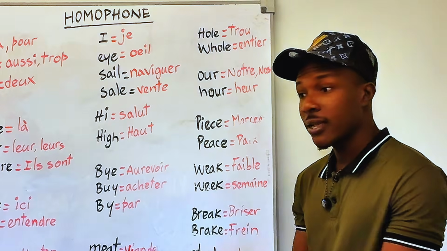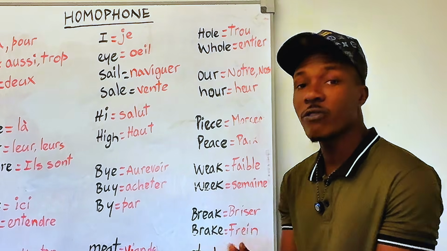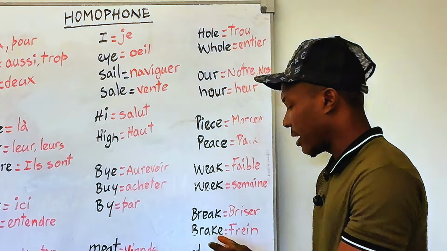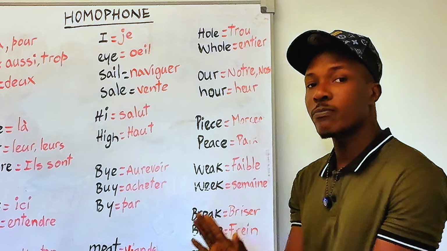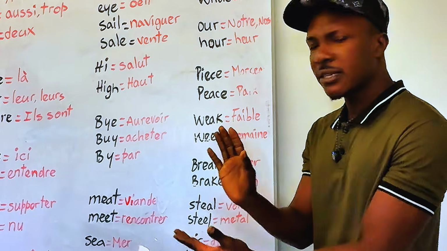Break and brake. Break, briser. Séparer. Okay, le passé de break c'est broke. I broke up with my girlfriend. Alright, and brake, you say push the brake. The brake, frein, brake. Hit the brake.